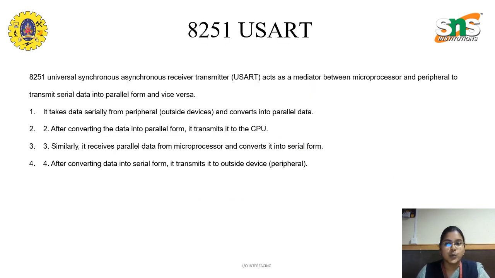In this lecture, we are going to discuss the USART, the 8251 USART. USART is Universal Synchronous Asynchronous Receiver Transmitter, which acts as a mediator between the microprocessor and peripheral to convert serial data into parallel form, or vice versa. It takes data serially from the peripheral, that is output devices, and converts it into parallel data. After converting the data into parallel form, it transmits it to the CPU. Similarly, it receives parallel data from the microprocessor and converts it into serial form.